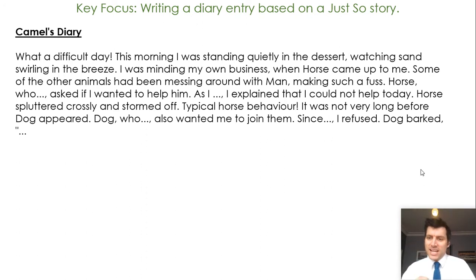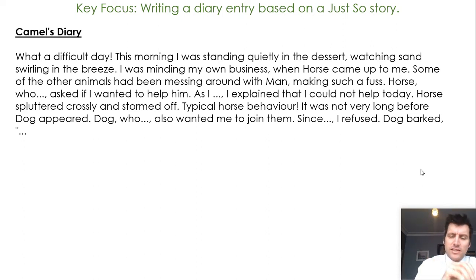Typical horse behaviour. That exclamation sentence. Typical horse behaviour. It's informal because it's a diary entry, so still quite a short sentence. It was not very long before dog appeared. Dog who, and again, what could I say about dog? Dog who something always also wanted me to show him. Dog who always moaned at me to do things. Since I was too tired, I refused.